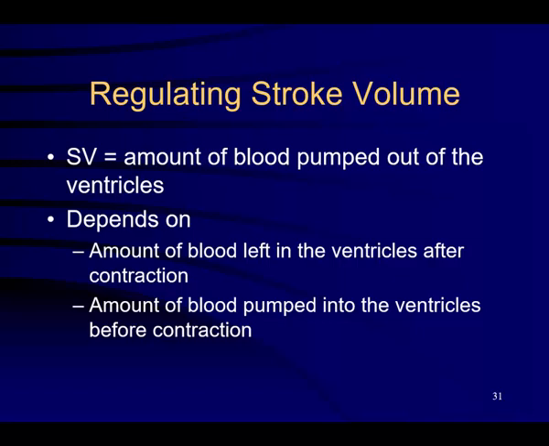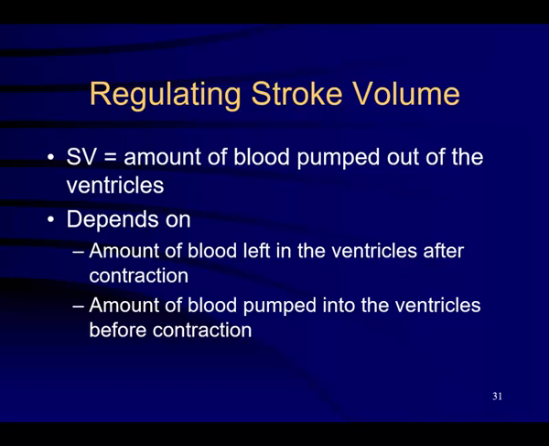End diastolic volume is how much goes in after relaxation, and end systolic volume is how much is left over. So if the contraction isn't strong enough to push it all out, then the next time you're not going to be able to fit as much in, and stroke volume is actually going to go down. If blood flow is slow and not much is getting back to the ventricles, then the heart's not going to fill up with blood. You can squeeze next time, but there's not very much blood there. That's also going to affect stroke volume.